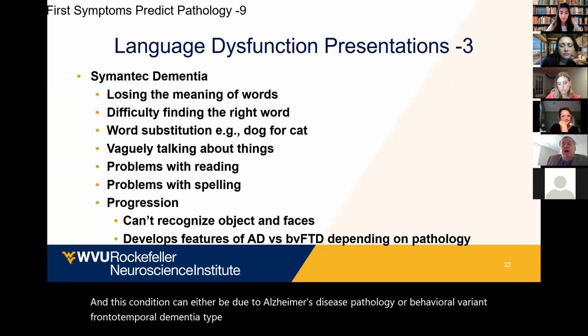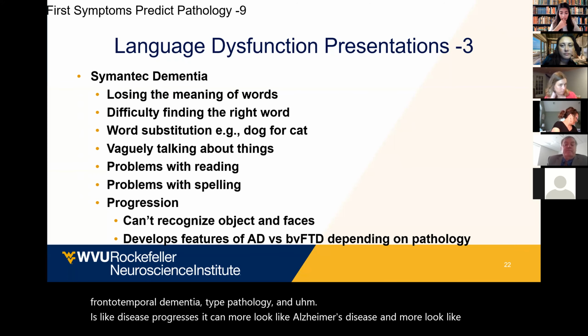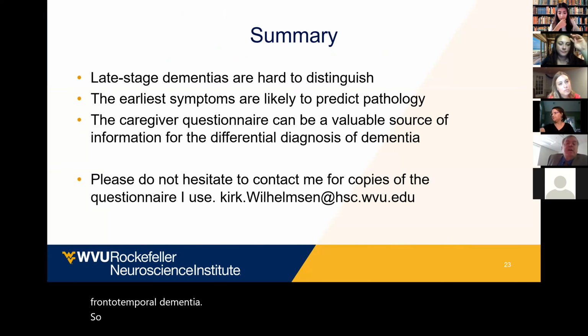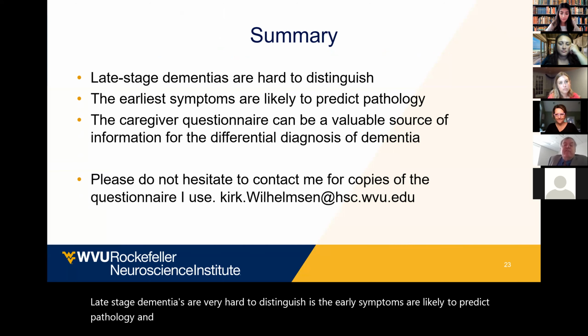And as the disease progresses, it can more look like Alzheimer's disease or more look like frontotemporal dementia. So in summary, late stage dementias are very hard to distinguish. The early symptoms are likely to predict pathology, and caregiver questionnaires can be very valuable sources of information for the differential diagnosis of dementia.